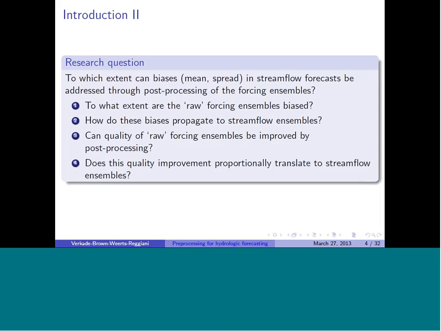If you divide it up into a couple of sub-questions, then what you could do is try to evaluate to what extent the raw forcing ensembles are biased. So these are the forcing ensembles that we receive straight from the meteorological institute, in this case ECMWF. Then you can evaluate how these biases propagate to streamflow ensembles by applying certain verification metrics. What we can then try to do is increase the quality of the forcing ensembles by applying statistical post-processing to the precipitation and temperature ensembles. Again, we route these through a hydrologic model. This results in streamflow ensembles, and these again you can evaluate in terms of a couple of quality aspects.